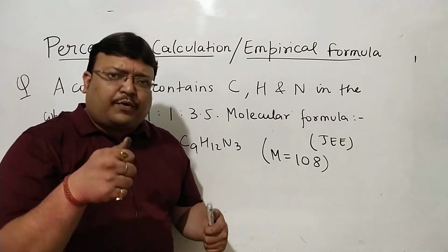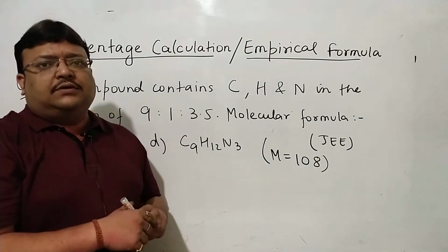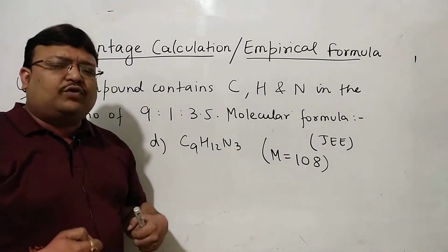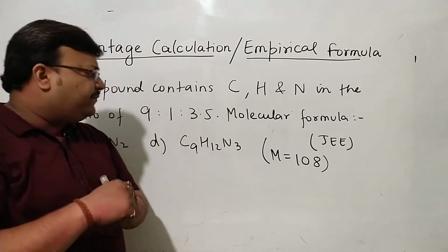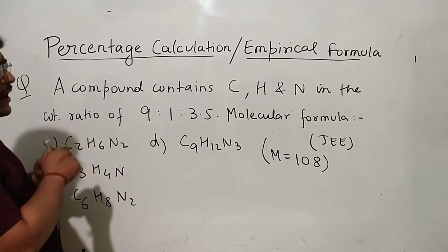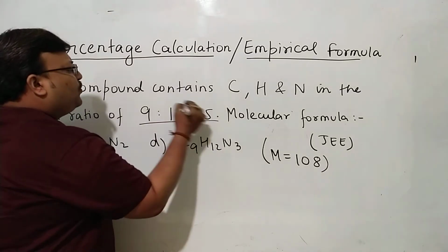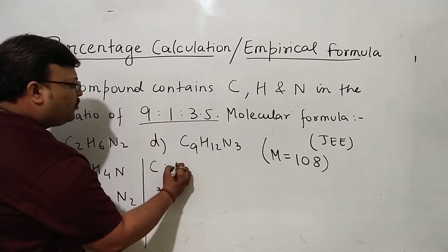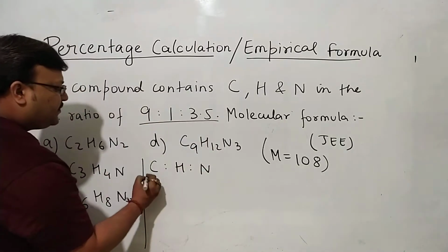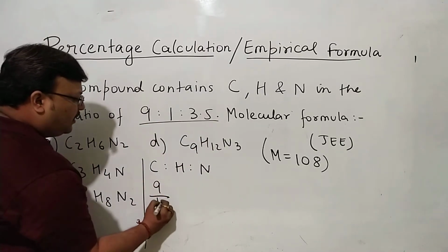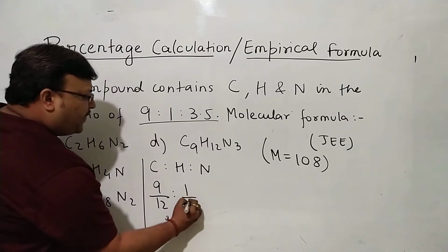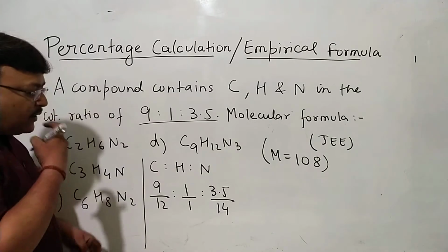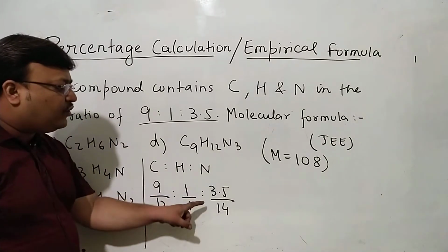So maybe you will want to pause the video right now, go ahead with this very simple problem, and then resume for the real solution, for the real answer. Now simple, 9:1:3.5. So the ratio of carbon to hydrogen to nitrogen should be 9/12 to 1/1 to 3.5/14, considering the atomic weight of carbon is 12, hydrogen is 1 and nitrogen is 14.